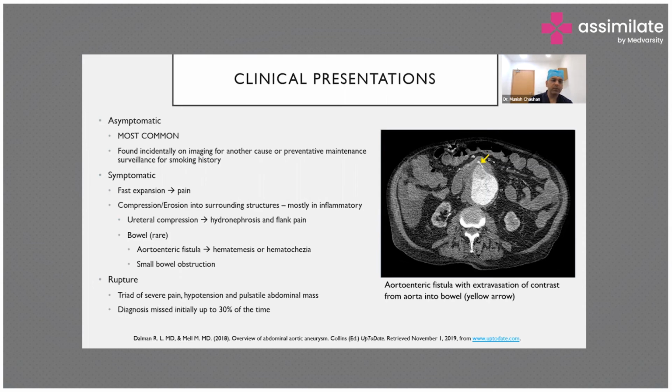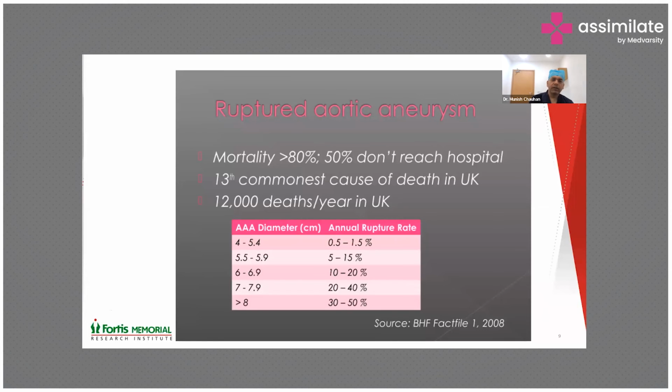Mostly it means that either it's expanding very quickly, causing pain, or it has ruptured, leading to pain, hypotension, and a pulsatile abdominal mass, the classical triad. Or it is causing erosion or compression of surrounding structures like the ureter, hydronephrosis in the abdomen, or eroding into the bowel. In the chest, it can cause mediastinal compression and invasion of the surrounding structures. If it is ruptured, mortality is more than 80%, and many patients just have sudden death. The greater the size of the aneurysm, the greater the chances of rupture within a given year.